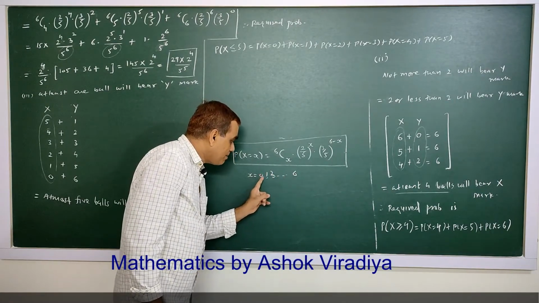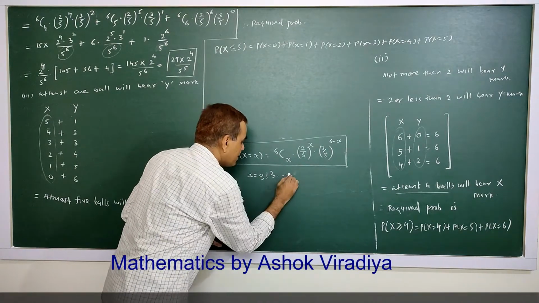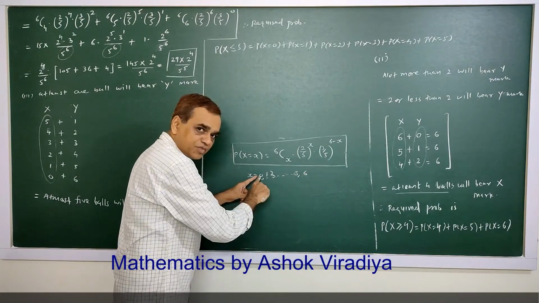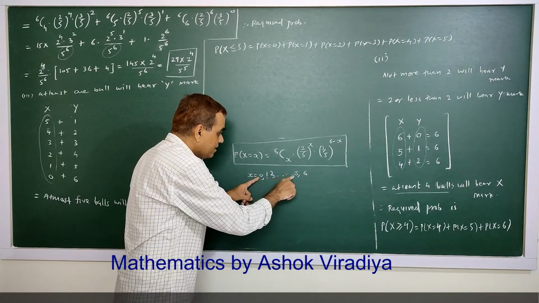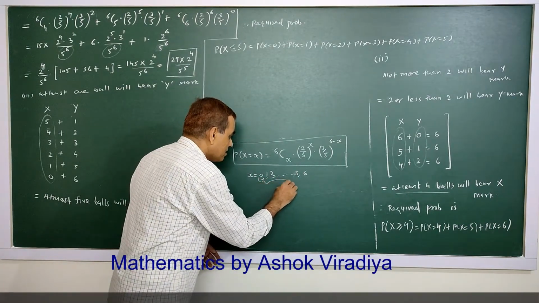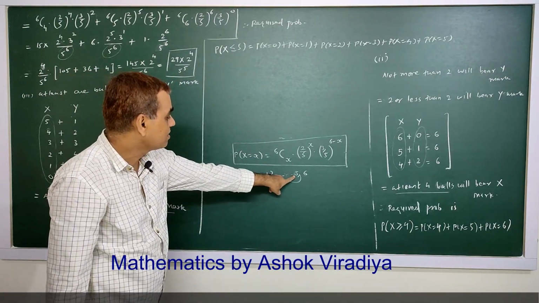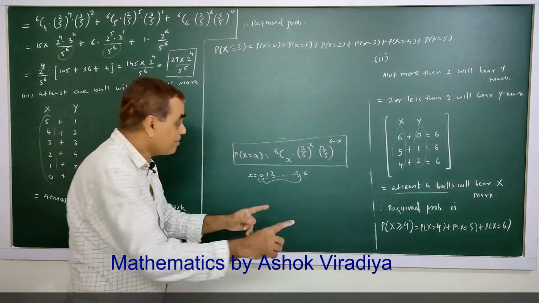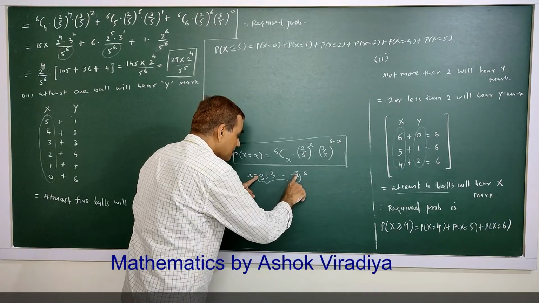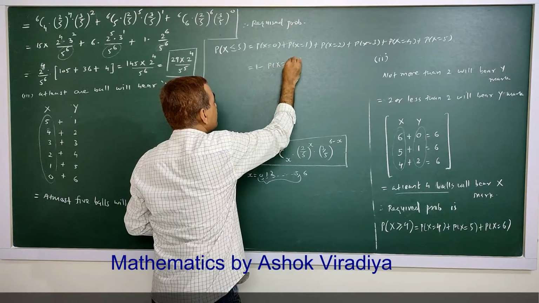So sum of probabilities of these values is 1. Sum of probabilities of these 7 values, see, these are 7 numbers, is 1. So that means here we require sum of probabilities of these 6 numbers. Sum of probabilities of these 7 numbers is 1, so sum of probabilities of these 6 numbers is 1 minus probability that X takes value 6.